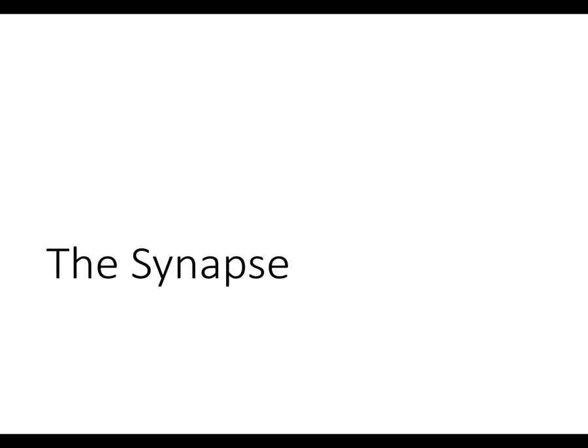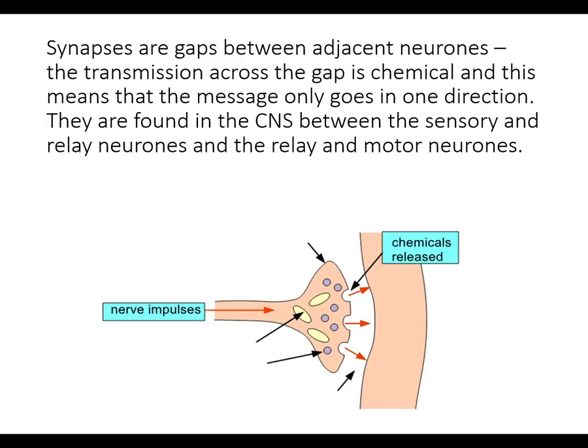Right, the synapse. Now, in the central nervous system, where the sensory neurons come in and meet with the relay neurons, and where the relay neurons connect to the motor neurons, we have tiny little gaps called synapses. And a synapse looks a little bit like this. So this could be your sensory neuron, and this could be your relay neuron, or this could be your relay neuron, and this could be your motor neuron.